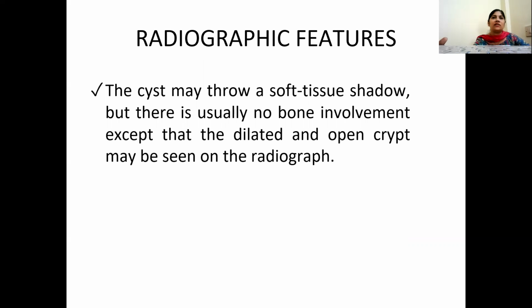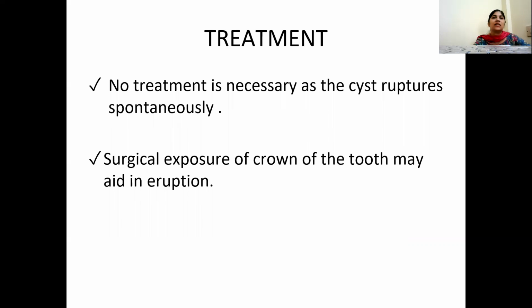Coming to the radiographic features, the cyst may throw a soft tissue shadow, but there is usually no bone involvement, except that the dilated and open crypt may be seen on the radiograph. Treatment: treatment is usually not necessary as the crypt ruptures spontaneously. If there is a difficulty in the eruption, then you can go for a surgical exposure of the crown of the tooth. So this will aid in the eruption of the tooth.